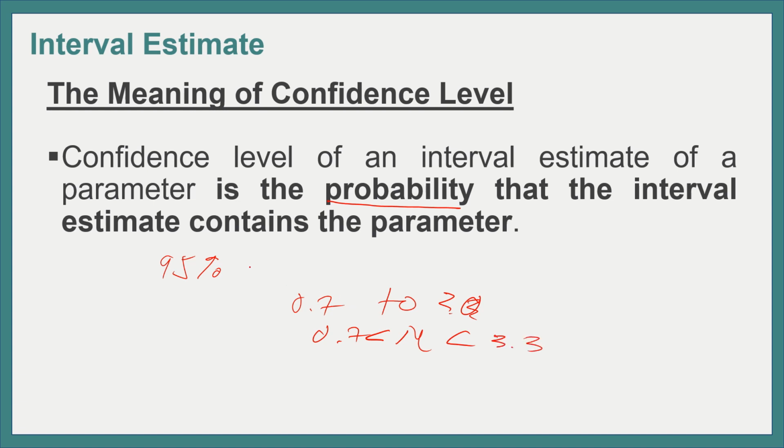So if we use this example and our value of confidence level is 95%, then we can say that there is a 95% probability that the true value of the population mean is found between a sample mean of 0.7 up to a mean of 3.3. So within this boundary, within this interval, dyan natin mahahanap yung true value of our population mean with 95% confidence.